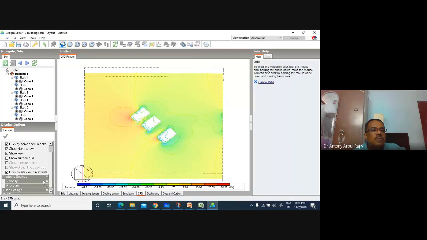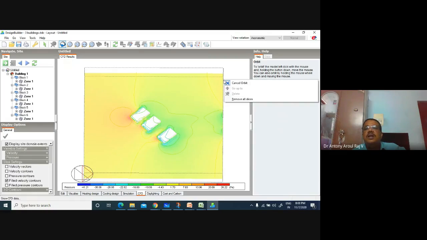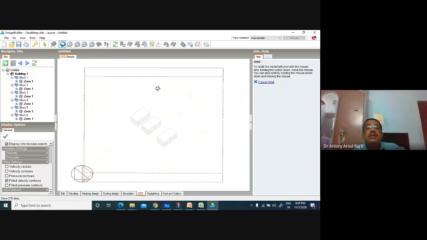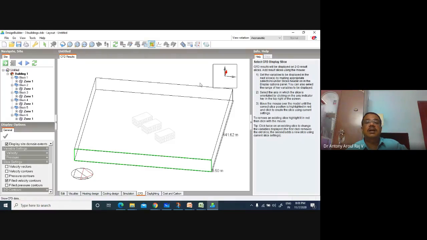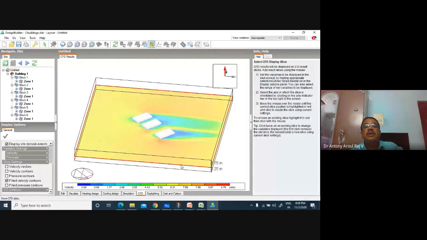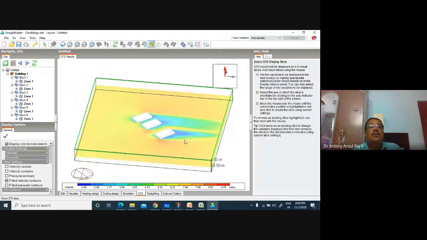Similarly, in 1 minute I will go to the slice setting. We will see the velocity distribution also. I have the pressure contour, and I will put in the velocity field contours. Then I will remove all the slices. Now I will give the slice for this, and I want it in the vertical direction. Now you can see it. It is very good to watch.